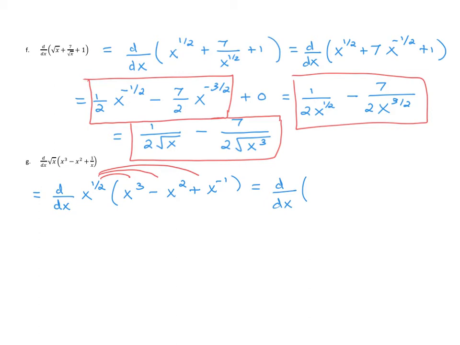So first, if we have x to the 1/2 times x cubed, if I add those exponents, that's really going to be x to the 7/2 power. So 3 is 6/2, and one more gives you 7/2. I then would subtract off x to the 1/2 times x squared, that's the same thing as x to the 5/2, right? 2 is 4/2, and one more is 5/2. Then we have x to the 1/2 times x to the negative 1, and 1/2 minus 1 is negative 1/2.